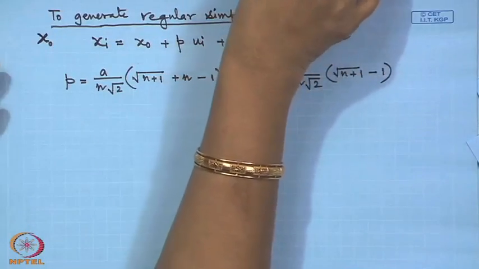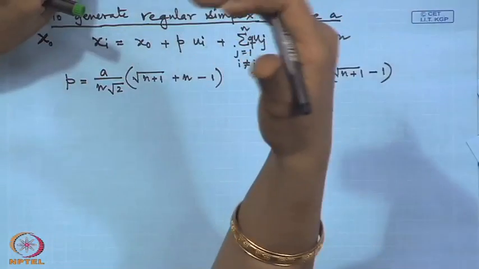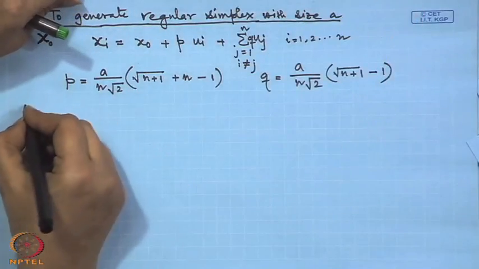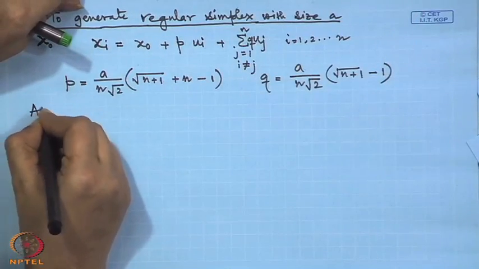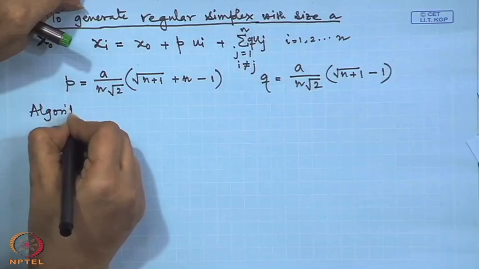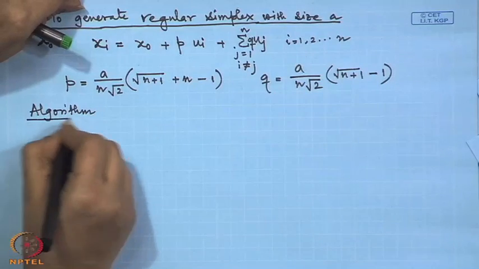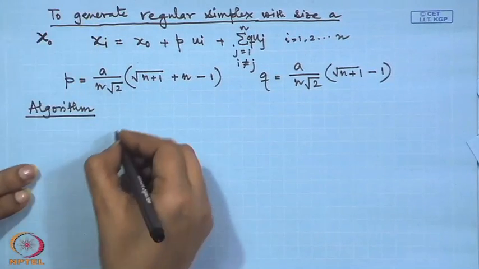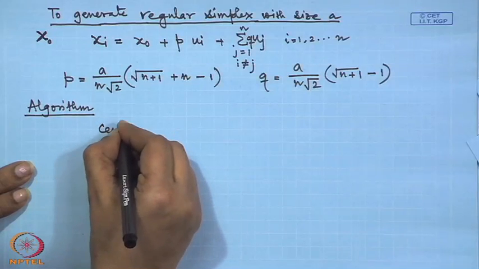This is one part, for generating the initial simplex, but let me start the algorithm for the simplex method in the next. What will we do? We will calculate the centroid value.